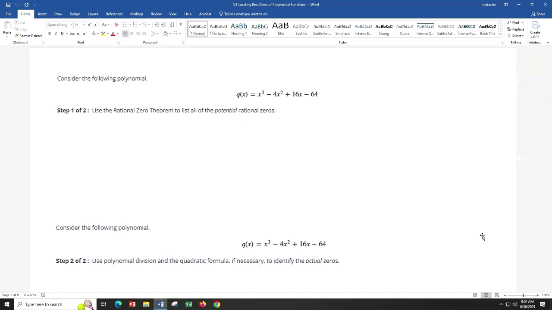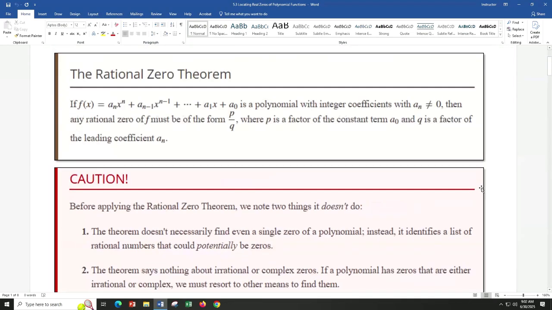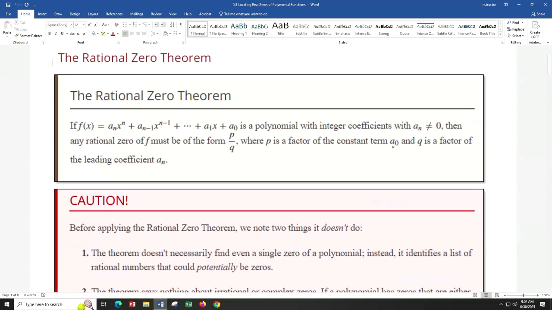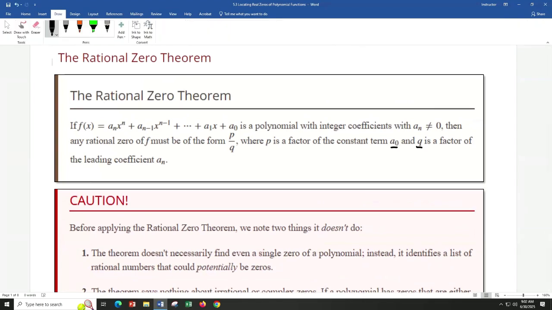Okay? Let me show you again, in case it blew right by you. Notice what it says right here. Sorry, where P is A of 0 and Q is a factor of the leading coefficient. Okay? Right there. All this means is this.